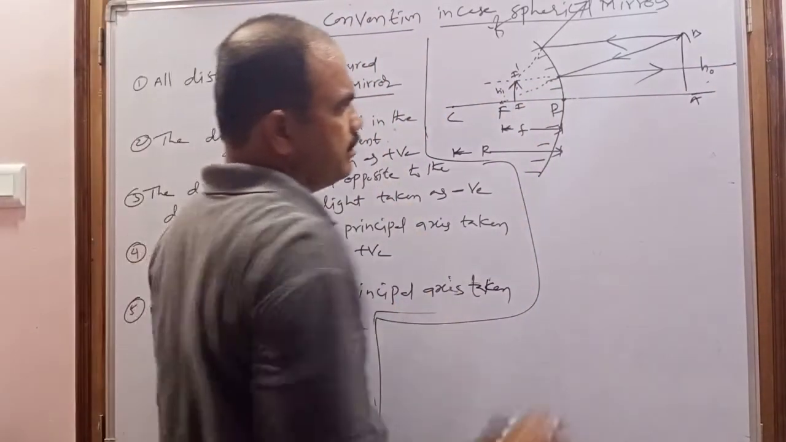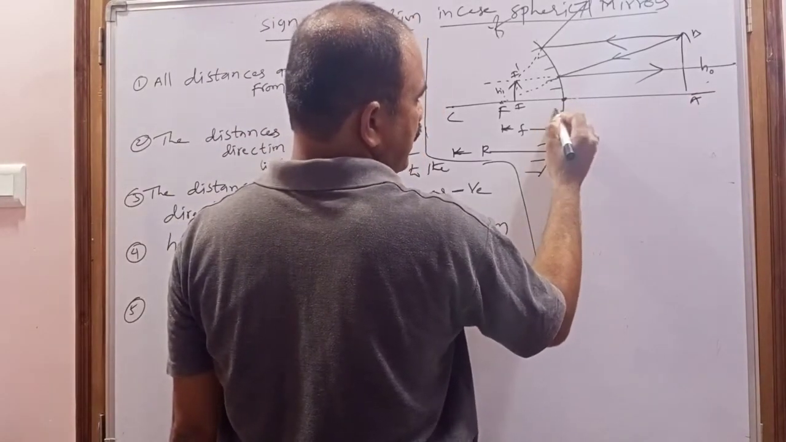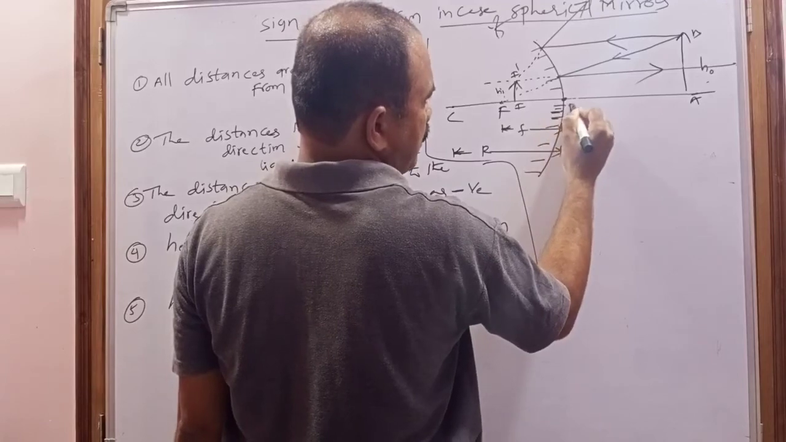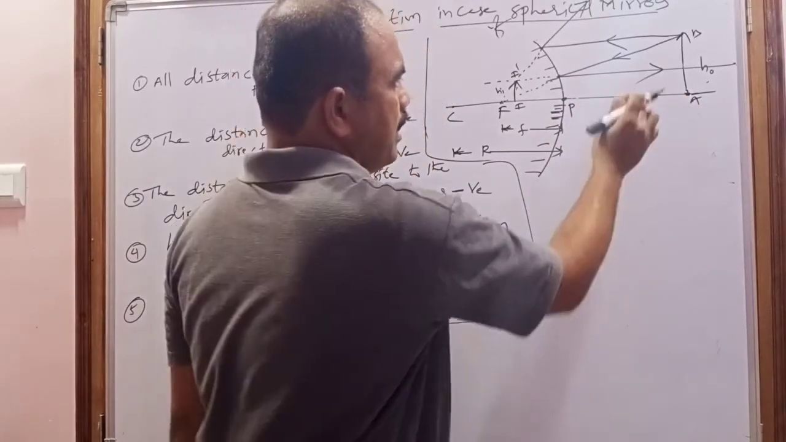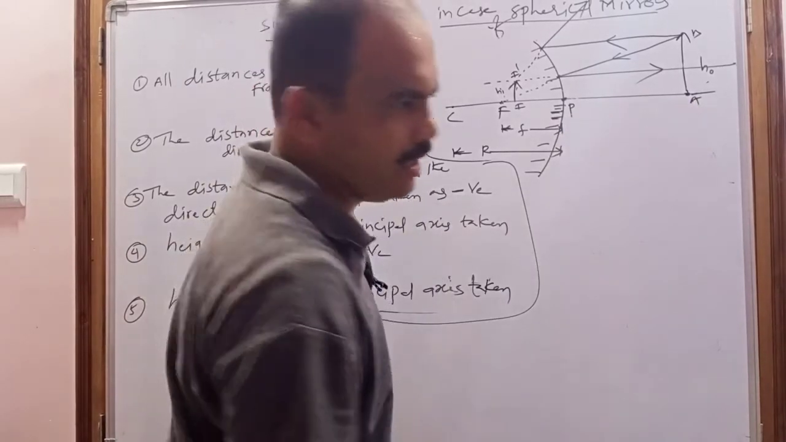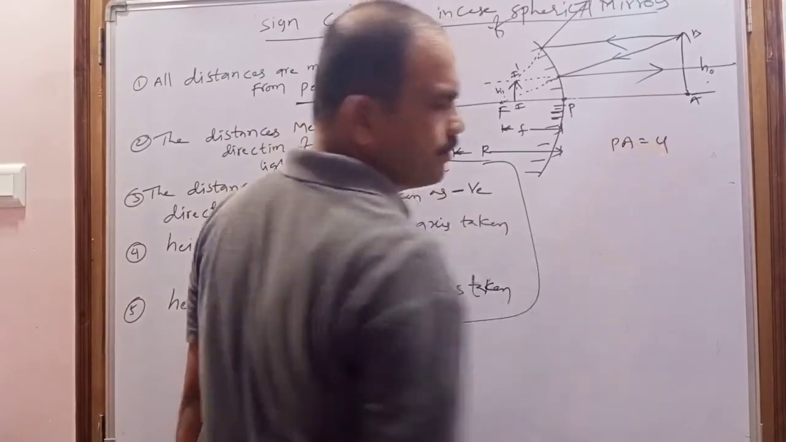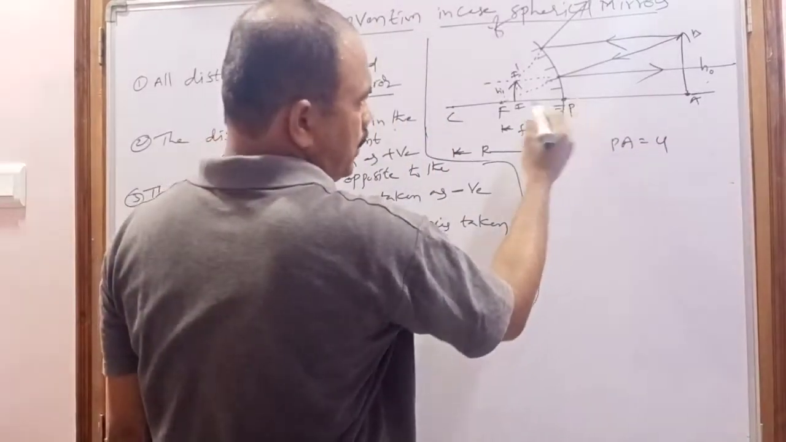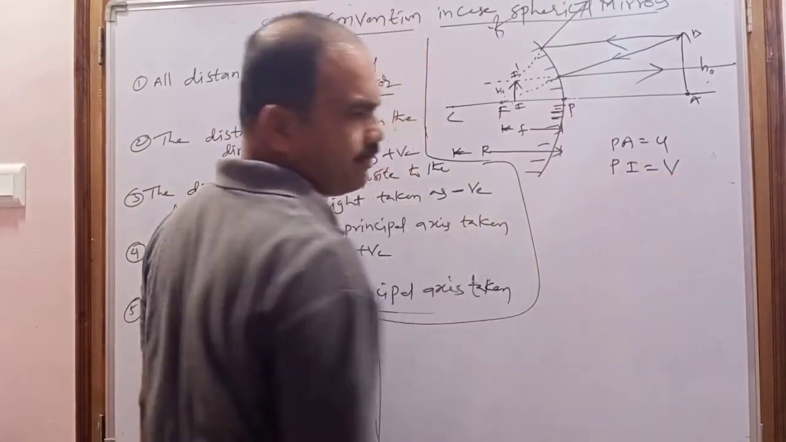Now where is the object? Here. Object distance means the distance from the pole. This is the pole. Pole to object is known as the object distance u, so PA equals u. And the distance from pole to image, PI, is taken as v.